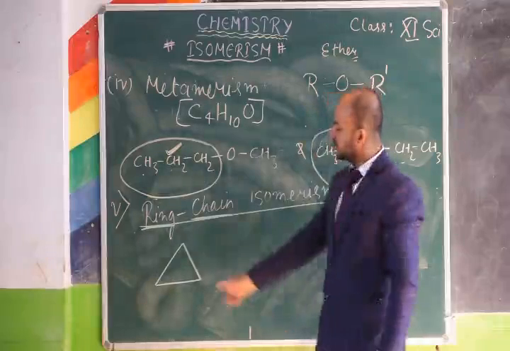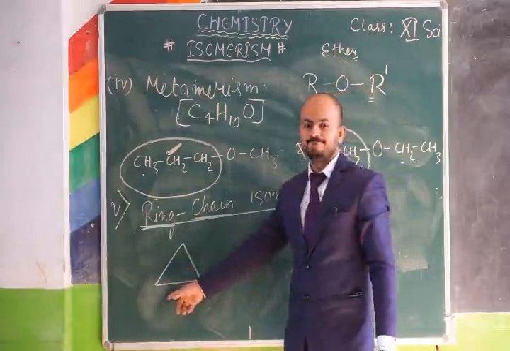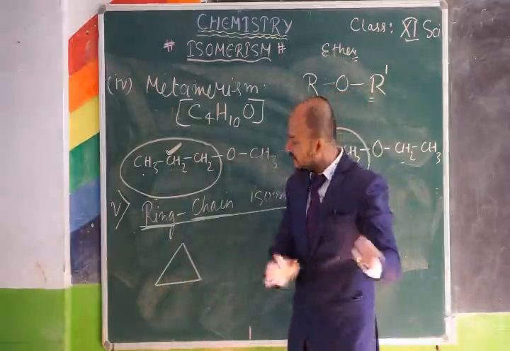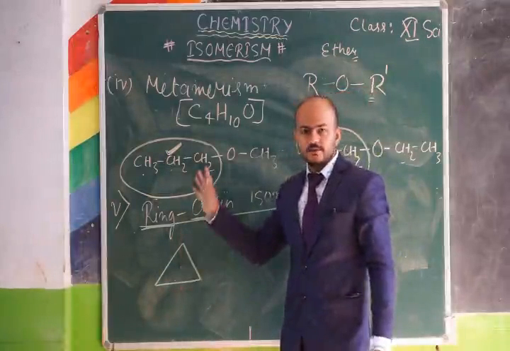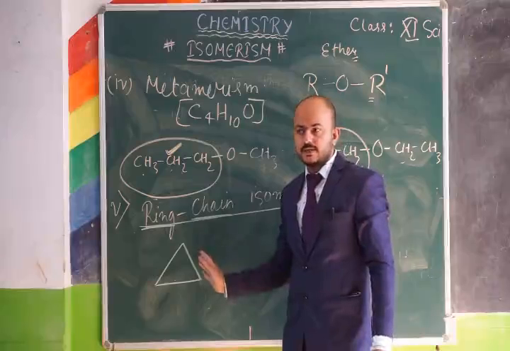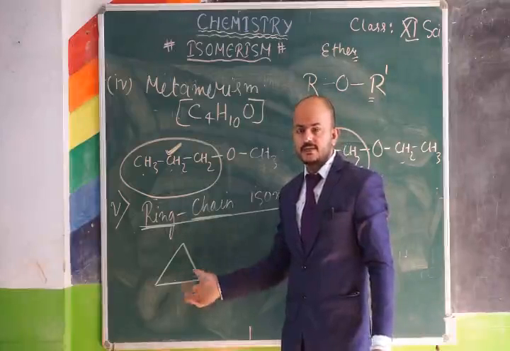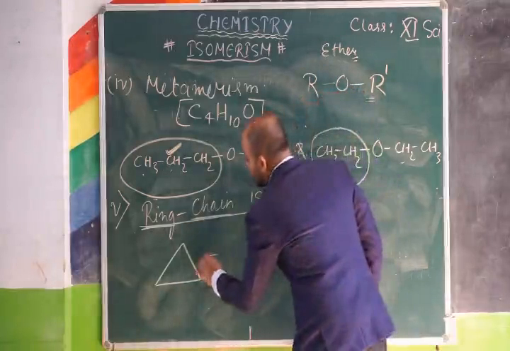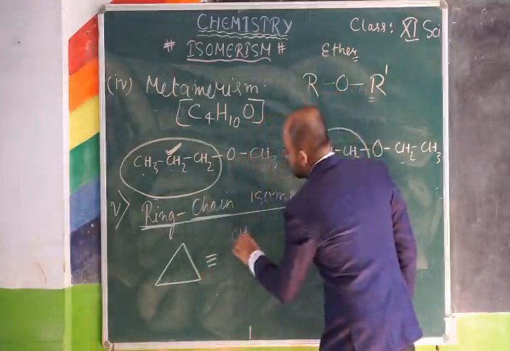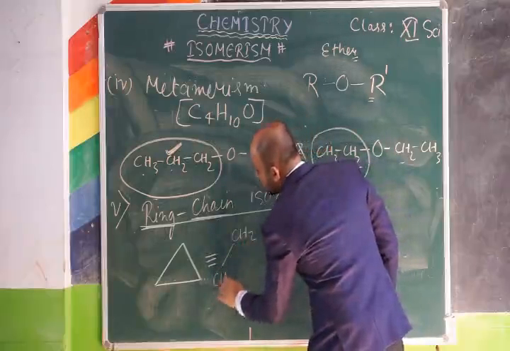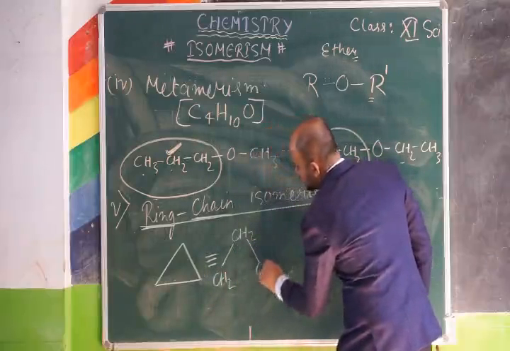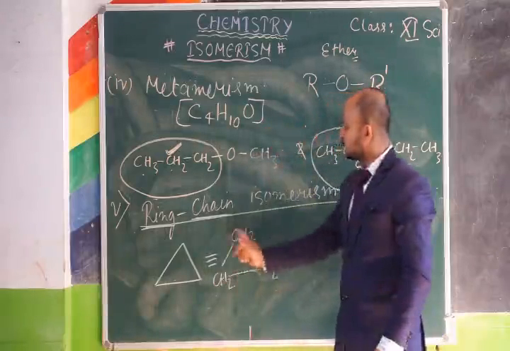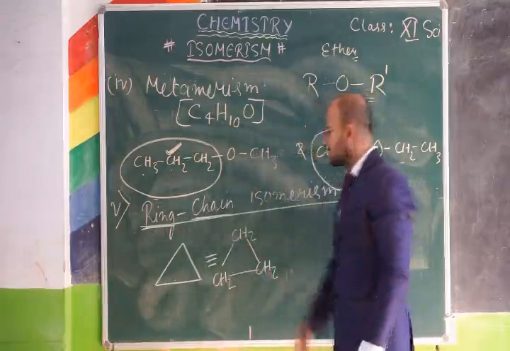So here, this is not a triangle, okay? Please remember. In mathematics it's a triangle, but whenever you're writing the name of this organic compound, it is different. It has a different meaning. Now this means CH2, okay? And they are all staying in a closed form. This is the ring form.